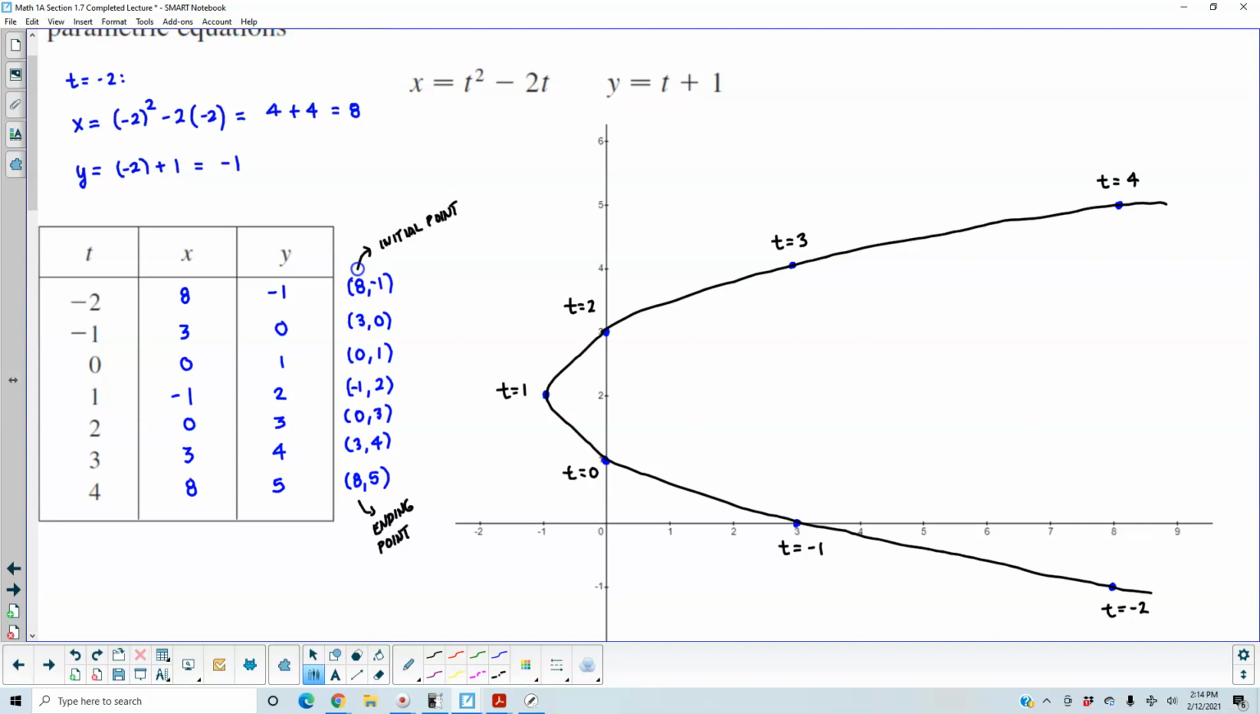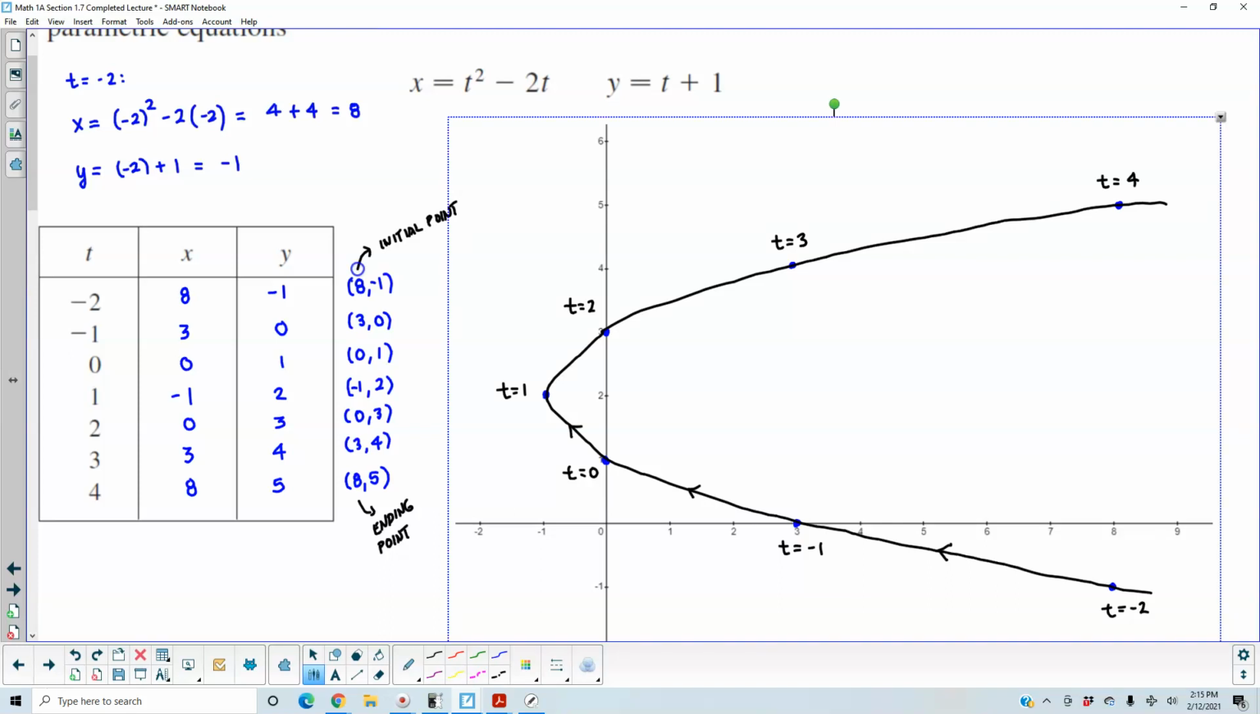So that tells us how to draw arrows showing the direction of a parametric equation. Starting at t equals -2, the next value was t equals -1, so we have an arrow going from t = -2 to t = -1. Then we go from t = -1 to t = 0, so we have another arrow in that direction. Then t = 0 goes to t = 1, that's the next direction, and then t = 1 goes to 2.